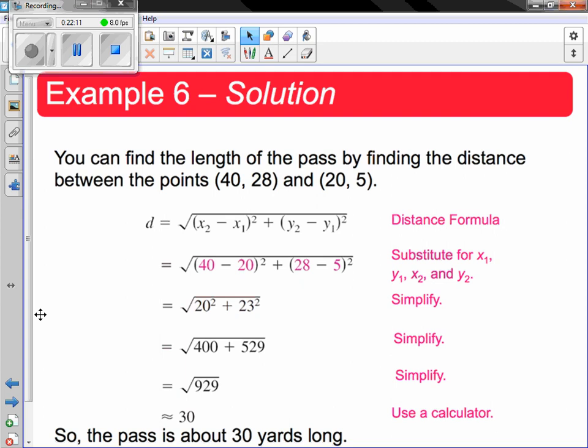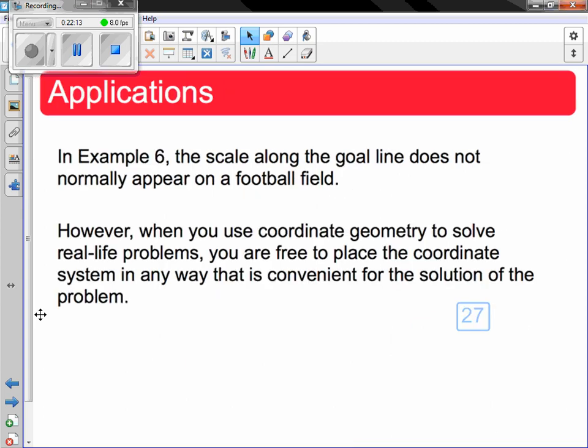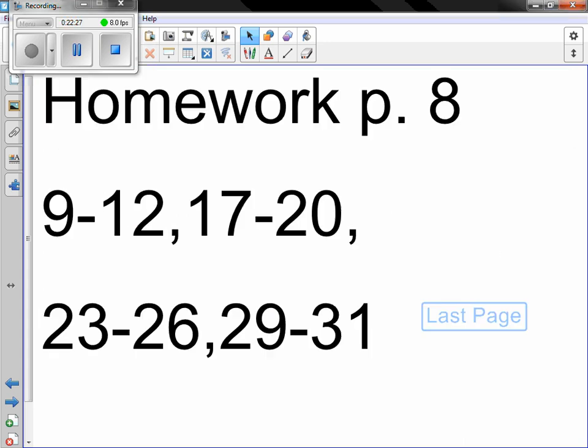And using a calculator, it's rounded to 30 yards. And that's it. In this example, the scale along the goal line does not appear normal. However, if you use some coordinate geometry to solve real-life problems, you're free to place the coordinate system in any way that is convenient for the solution of the problem. That's it. That's all we are going to do.